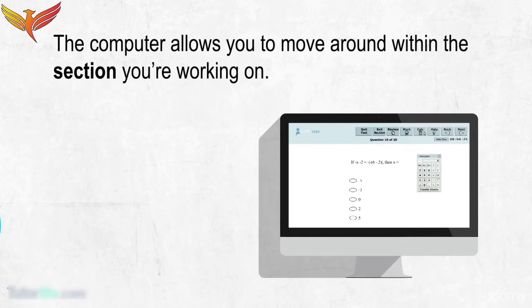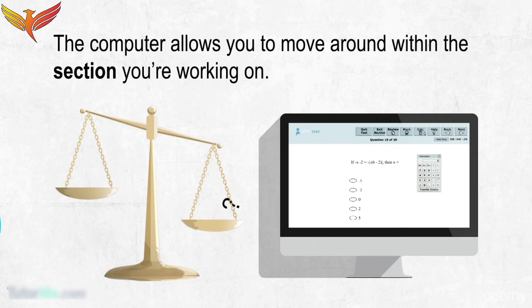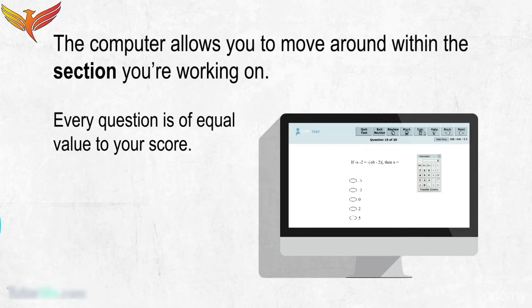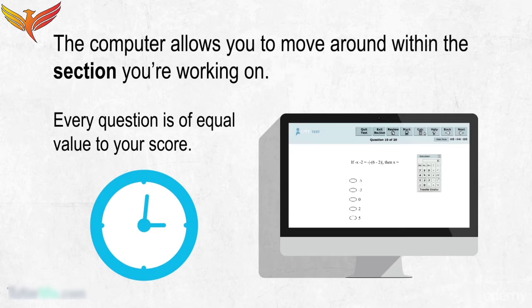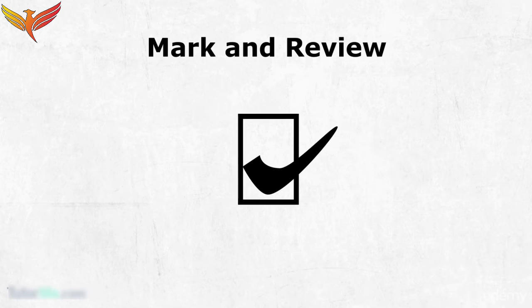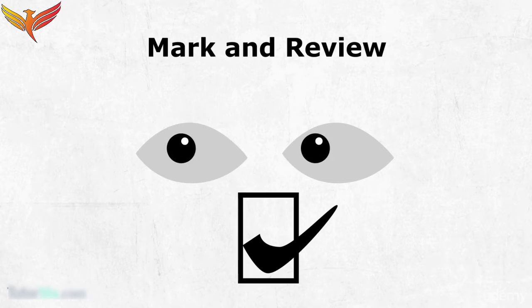The computer allows you to move around within the section you're working on. It's very hard to judge the difficulty level of questions while you're working on them, so just focus on doing the best you can with each question. Remember, every question is of equal value to your score, so don't make the mistake of wasting too much time trying to solve one difficult problem. If you can't get the answer or close to the answer within the first 2 minutes of attacking a problem, then simply guess and move on. Remember to use the Mark and Review buttons to mark questions that you would like to return to later. Sometimes it helps to come back to a question with a fresh set of eyes.